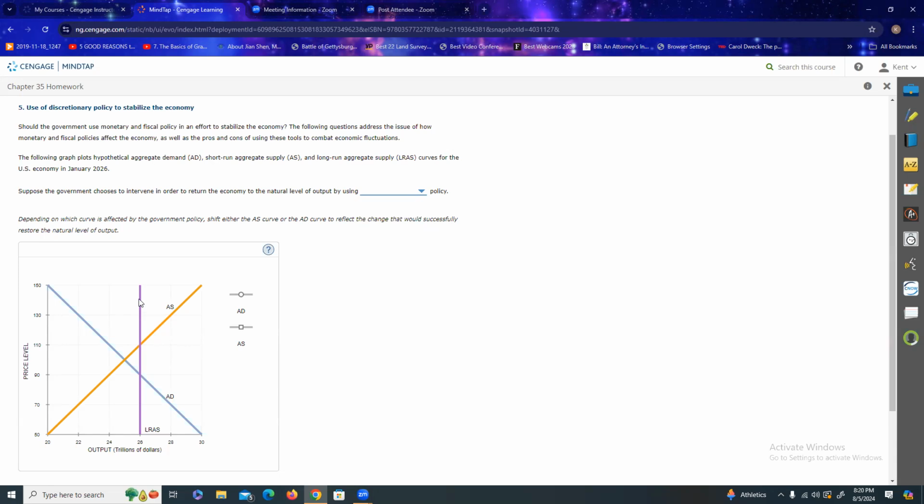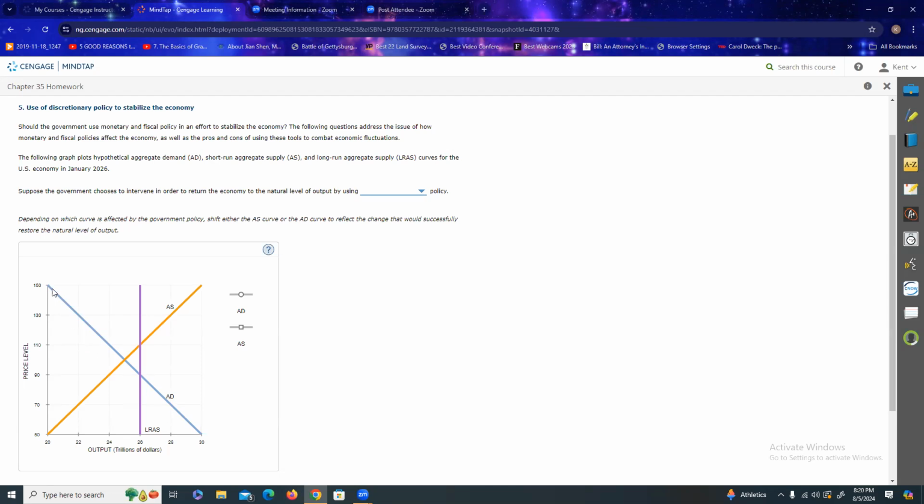Well, let's see. Here's long-run equilibrium. This is the natural level of output right here, 2026. By implication, it's the natural rate of unemployment. So this is where we want to be, right here. But the economy is in equilibrium back here at 25. So we don't want to be at 25. We want to be at 26.